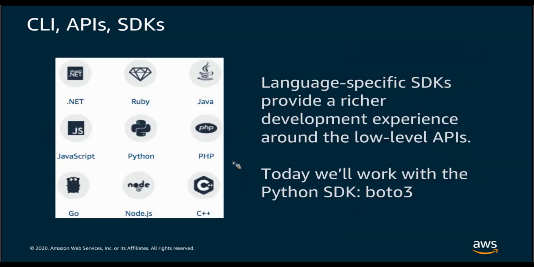So to make use of those APIs easier and more natural for developers, we offer support for them within the software development kit for many popular languages, including Java, .NET, Node, PHP, and the language we're going to work with in today's workshop, which is Python. The AWS SDK for Python is called Boto3.